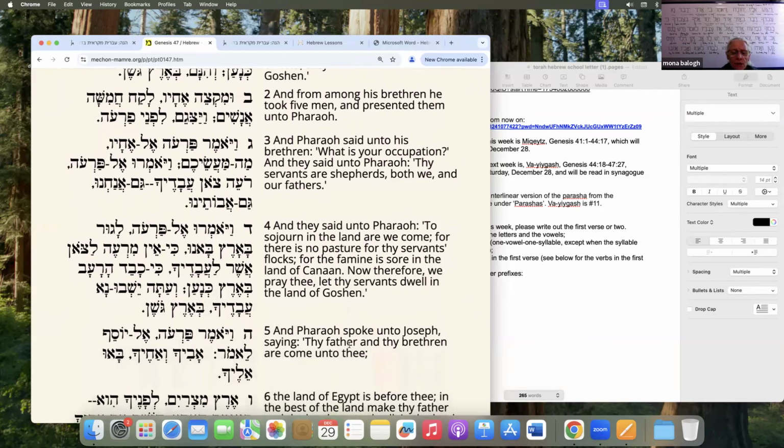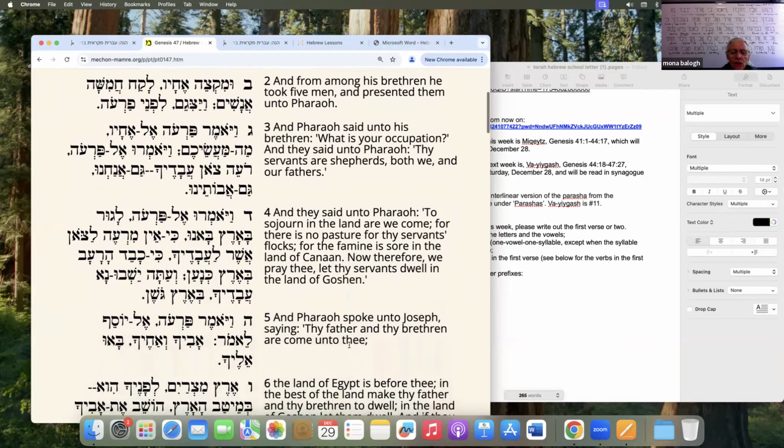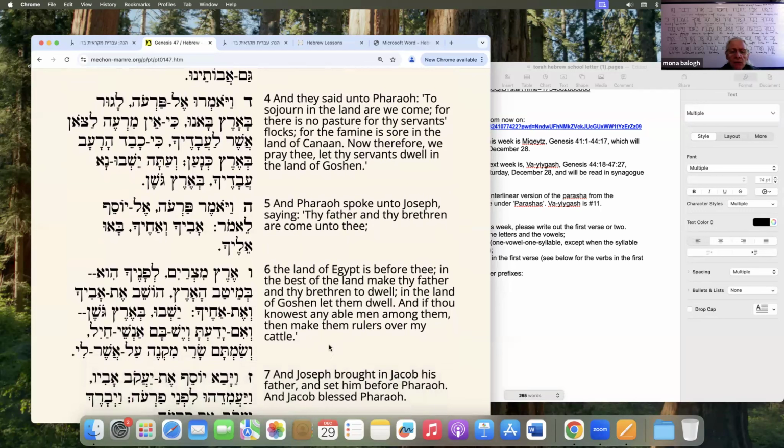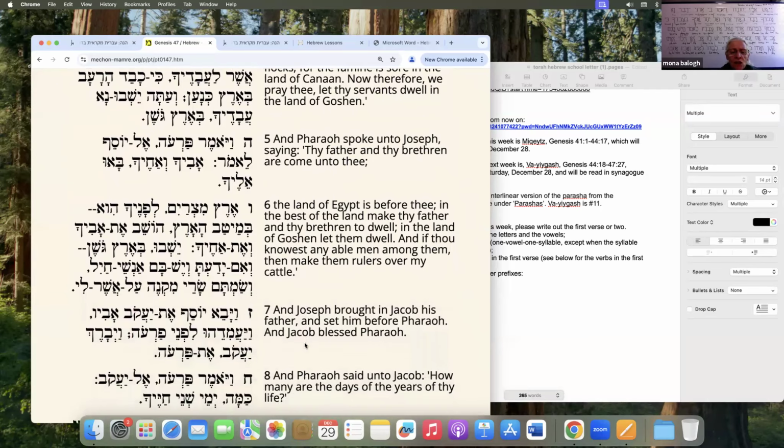And Pharaoh spoke to Joseph, saying, your father and your brethren are come to you. The land of Egypt is before you. In the best of the land make your father and your brethren dwell. In the land of Goshen let them dwell. And if you know any able men among them, then make them rulers over my cattle. Okay, my animals. And Joseph brought in Jacob, his father, and set him before Pharaoh, and Jacob blessed Pharaoh. Whoa! Jacob blessed this non-Egyptian Pharaoh, and Pharaoh loved it.